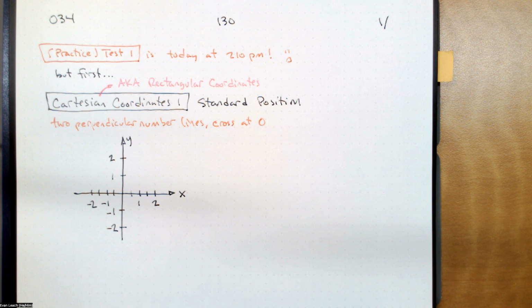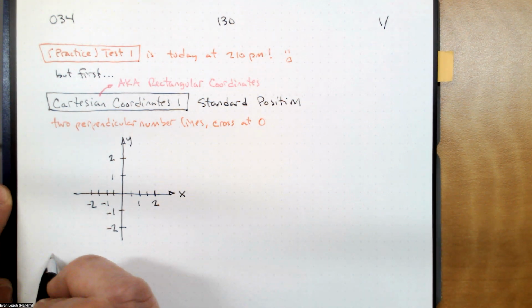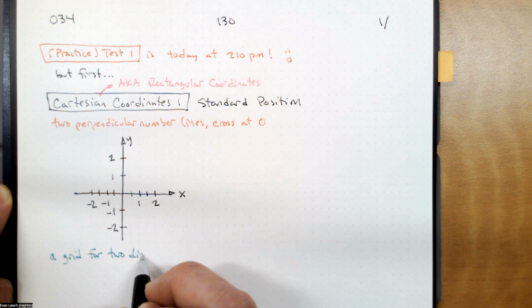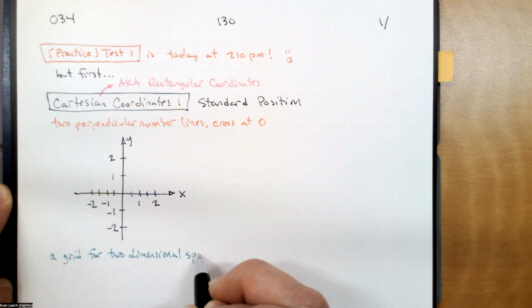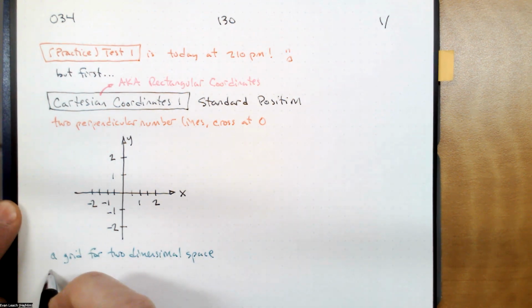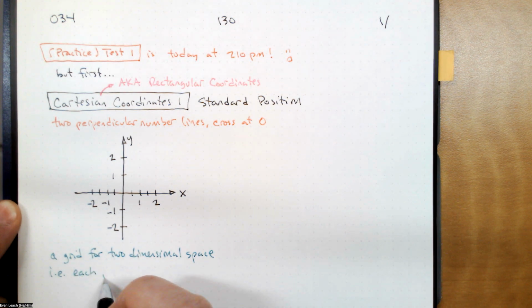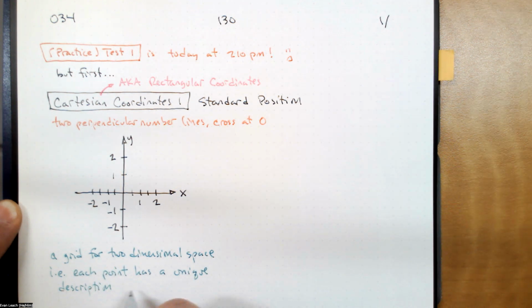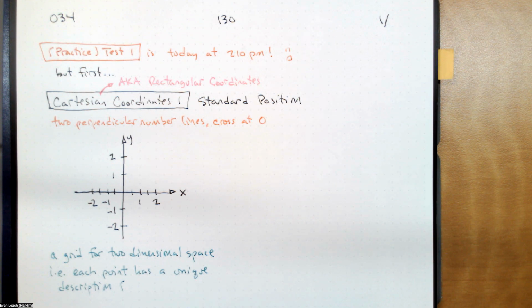What we are doing is just putting a grid onto two-dimensional space. All we're doing is making a grid for two-dimensional space so that we can uniquely locate any point in two-dimensional space. And it works just like an address.